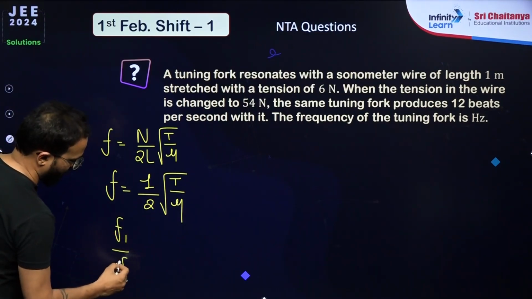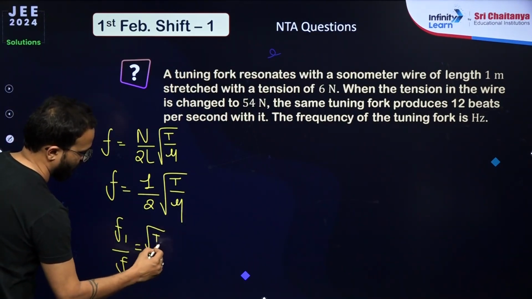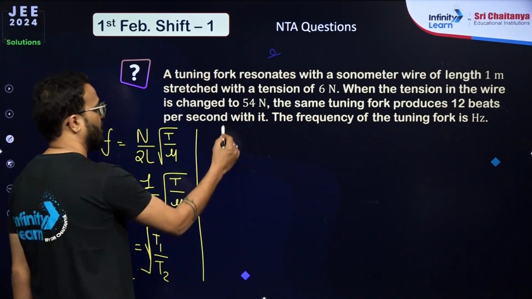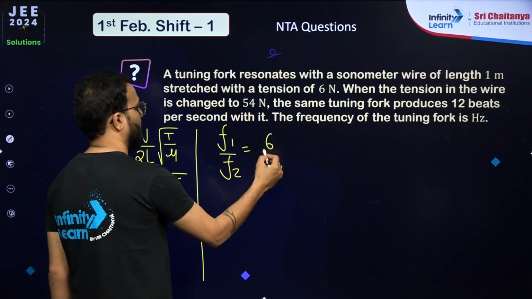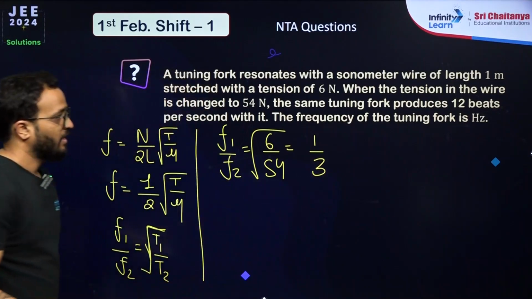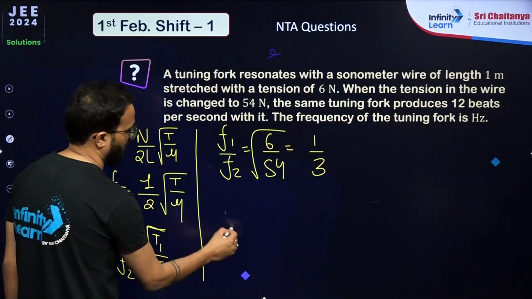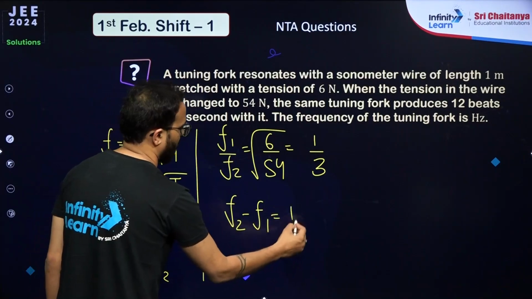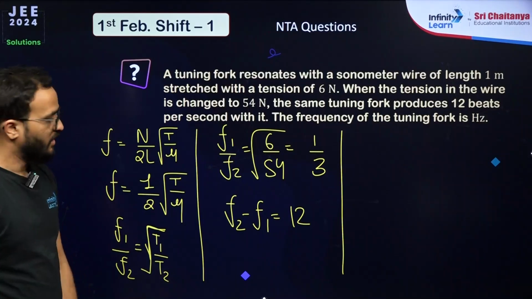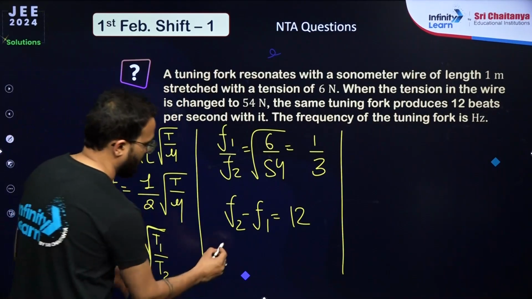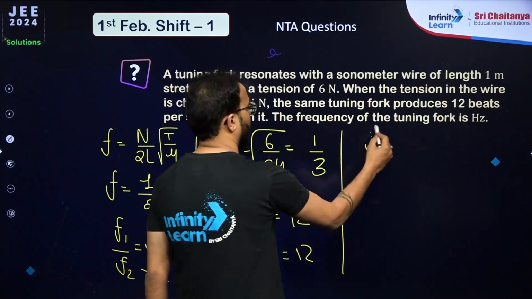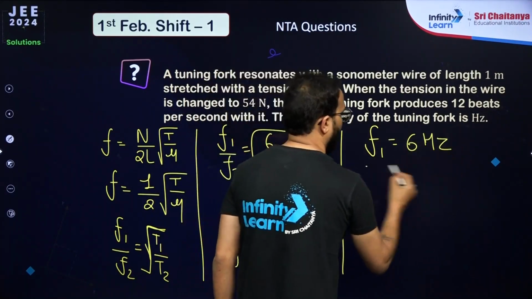So you will say, sir, f1 by f2 is equal to root over T1 by T2. Cool. So f1 by f2 will be 6 by 54, 6 ones are 6, 6 nines are 54, so 1 by 3, right? And they have given that 12 beats are heard. F2 minus F1 is 12. So I guess we can solve. The frequency of the tuning fork is F1, they need to find out. So F2 will be 3F1, 3F1 minus F1 is equal to 12. So 2F1 is 12, F1 is equal to 6 Hertz. That will be the answer.